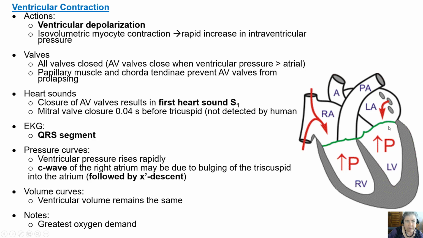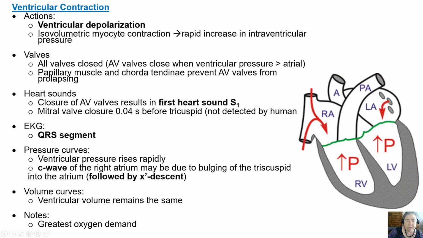The closure of the mitral and tricuspid valves results in S1, or the first heart sound. The mitral and tricuspid valves close very close together in time, and so you can't ever hear two separate sounds in S1 unless there's something abnormal going on. So S1 has a single component, primarily mitral valve closure.